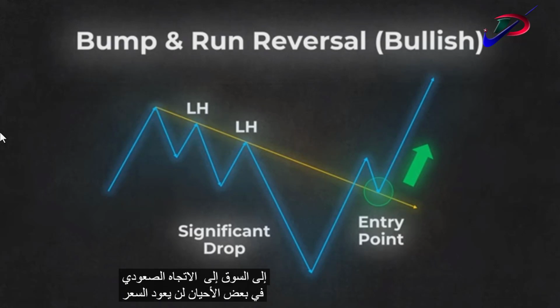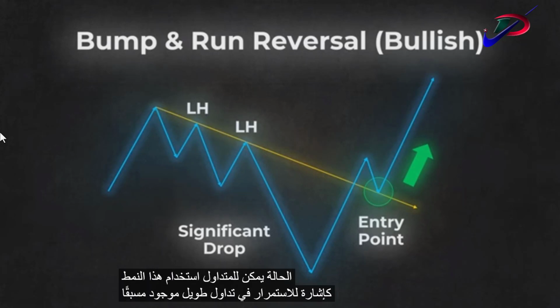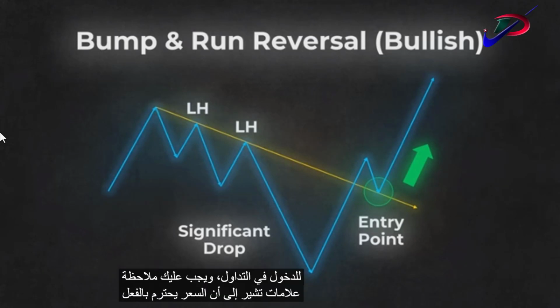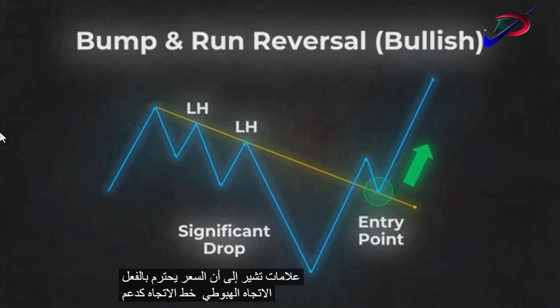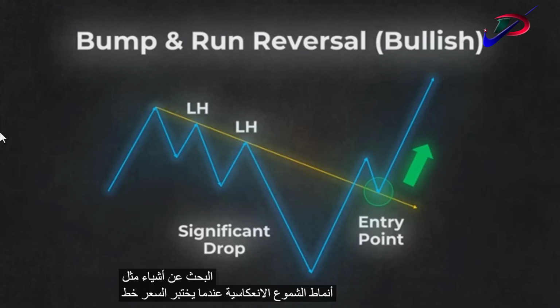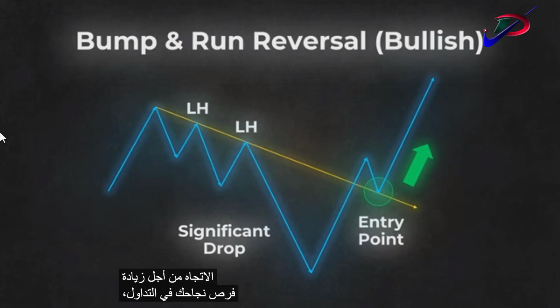Sometimes price will not come back to test the downsloping trend line. In this case, the trader can use this pattern as a signal to continue in a pre-existing long trade. To get in the trade, you must observe signs that price is indeed respecting the downsloping trend line as support after breaking it to the upside. You can look for things like reversal candlestick patterns when price tests the trend line in order to increase your chances of success in the trade.